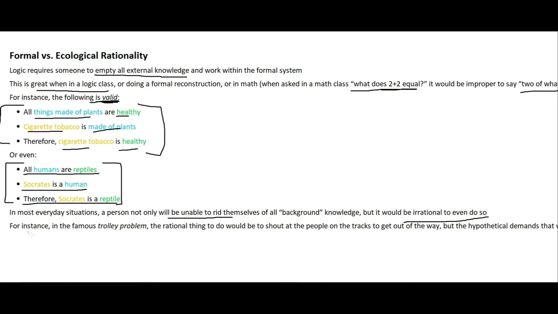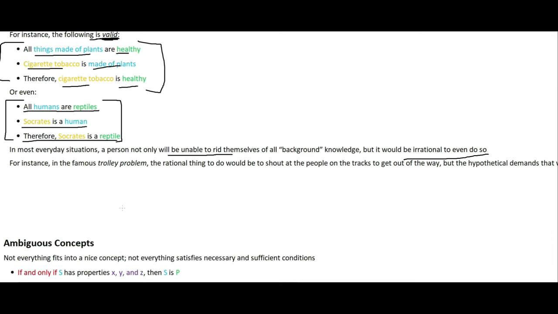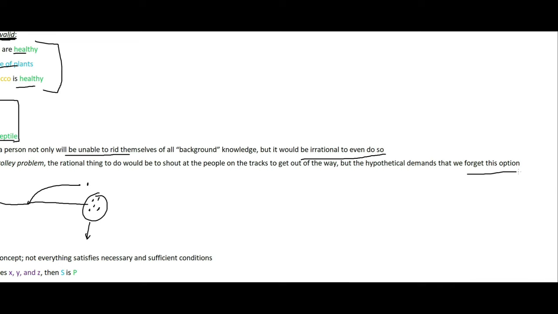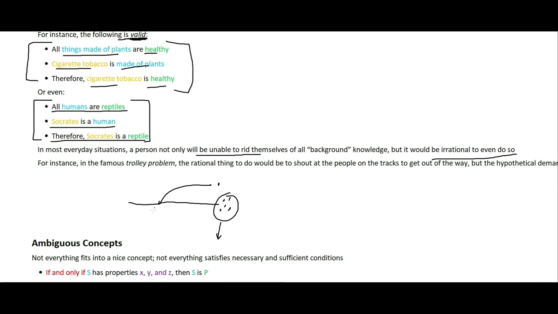And so he points out, in the famous trolley problems, you have a trolley heading down a track. So you have this track and there's a trolley and it's going straight here and it'll hit five people over here, or you can switch it onto this track so that it'll only hit one person. And so the rational thing to do would be to shout at these five people and tell them to get out of the way, get off the track. But in the hypothetical, we sort of demand that people forget that they have this option. Because what we're interested in is whether the person would actually hit the switch to cause the trolley to instead go hit the one person rather than going and hitting the five people.